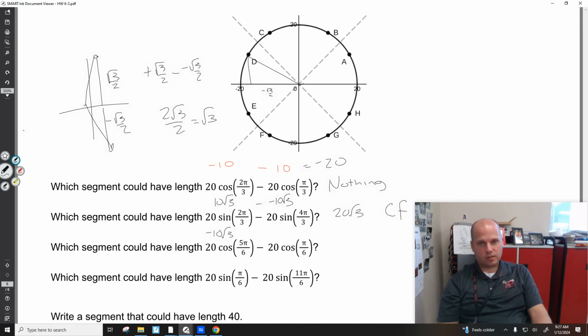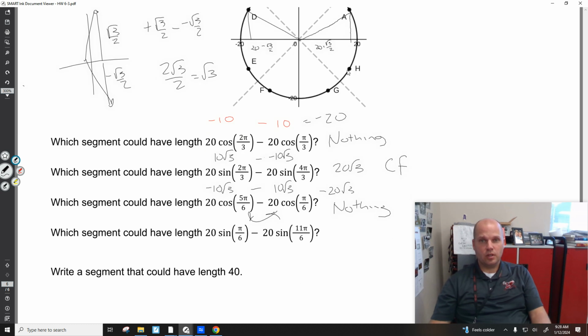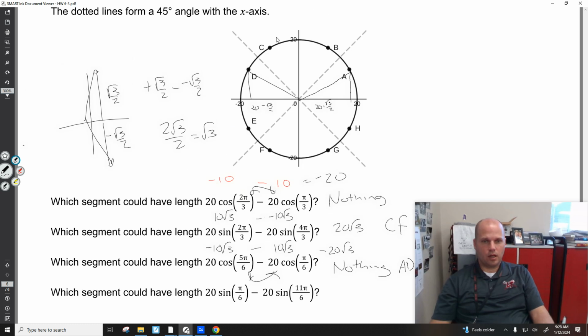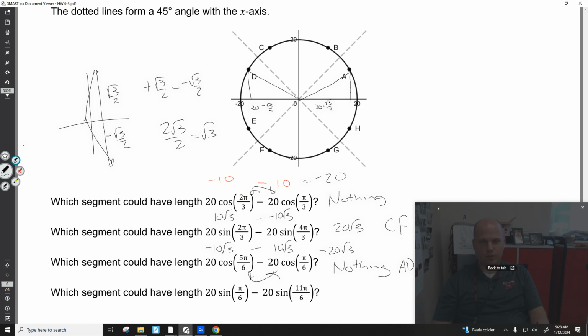Cosine pi over 6, again, I don't like this answer because it's going to be negative. Times 20 is 10 root 3. I'm going to get negative 20 root 3. I don't like that as an answer. If it was flipped, then I would say it was the horizontal distance AD. If this was flipped, 2 pi over 3, pi over 3, I would say it's the horizontal distance between A and B.